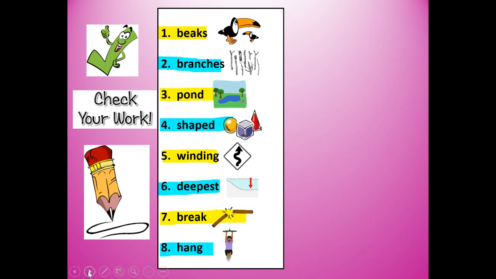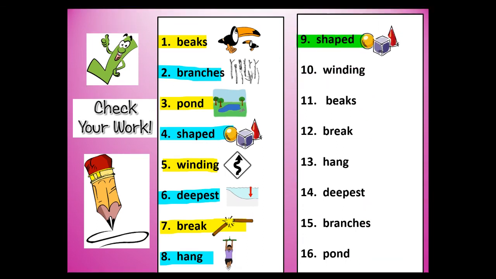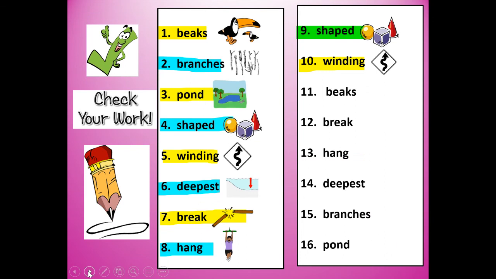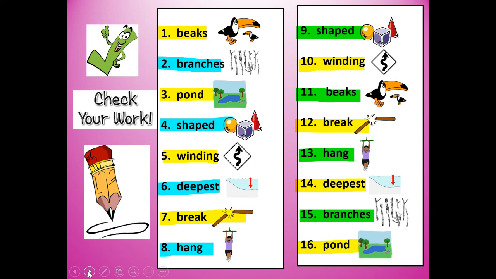And then when you're ready to go, push play again to check the rest of them. Number 9, shaped. Number 10, winding. Number 11, beaks. Number 12, break. Number 13, hang. Number 14, deepest. Number 15, branches. And number 16, pond.